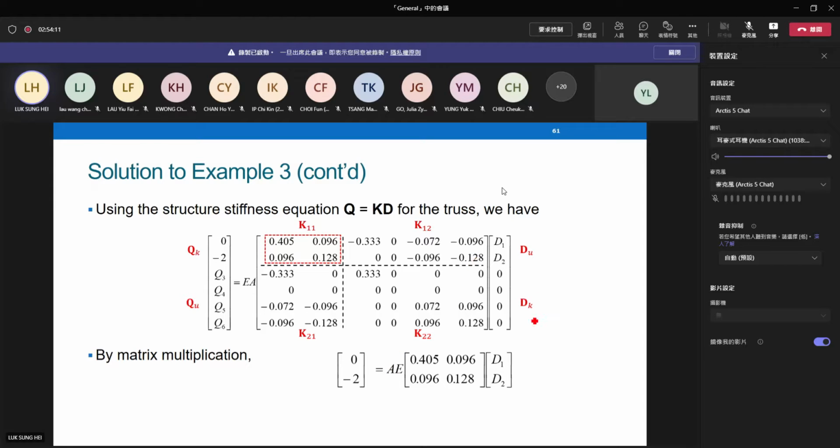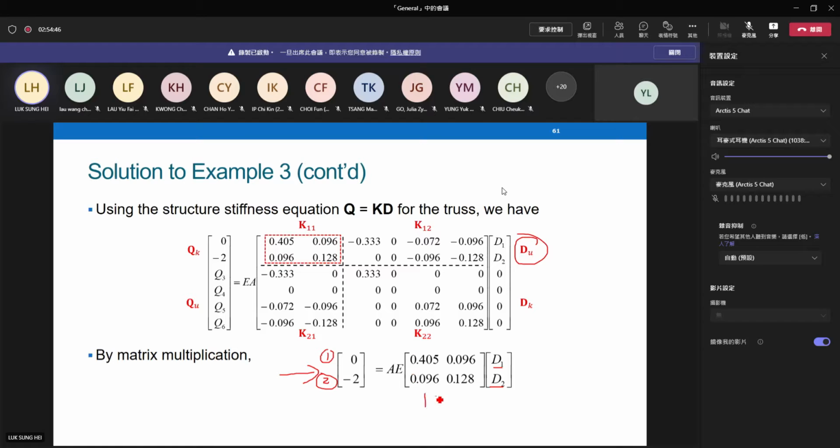We solve for unknown displacement first. Solve this equation. How to solve it? There are many ways to solve for this matrix equation. You can use our high school method, convert this to two simultaneous equations, first equation, second equation. Two equations, two unknowns. You can use a method of substitution to find out the answer. Or you can use matrix method to solve this problem.